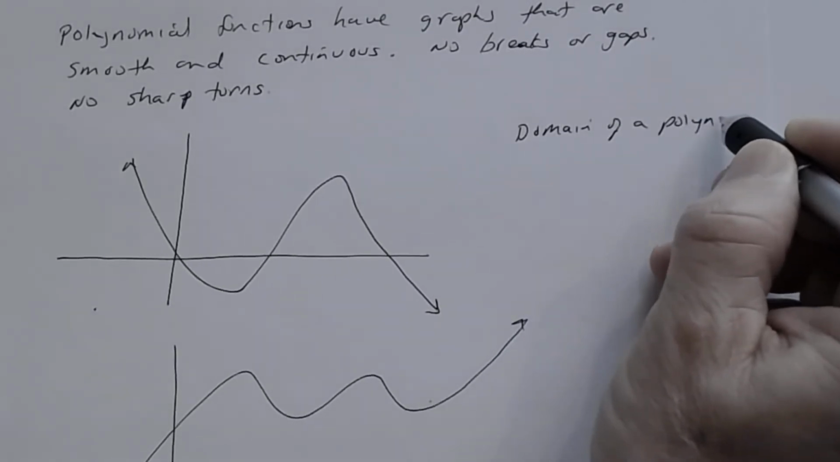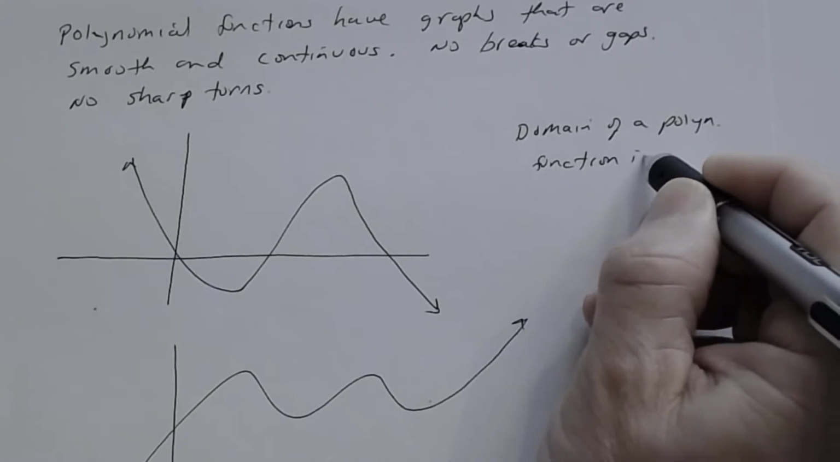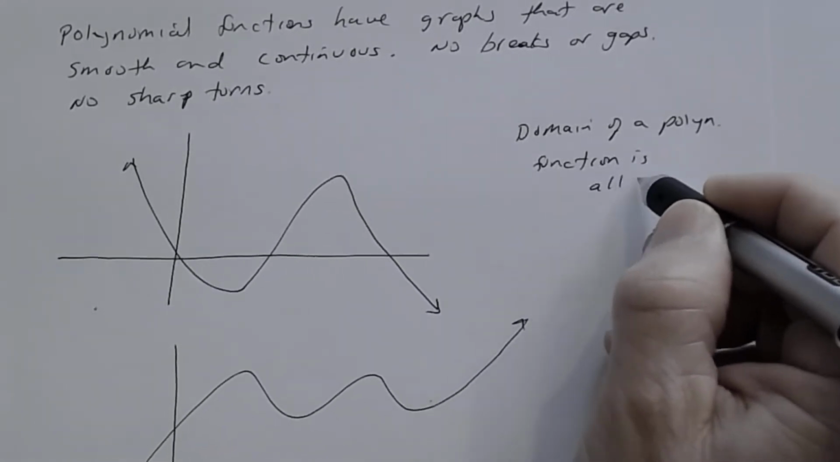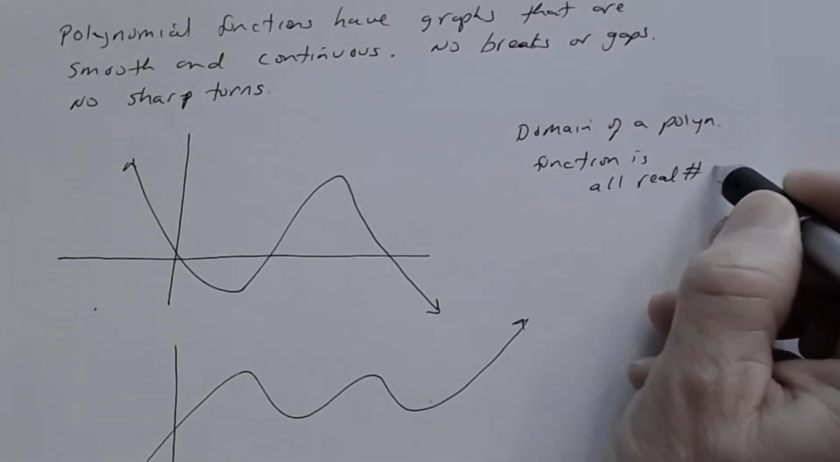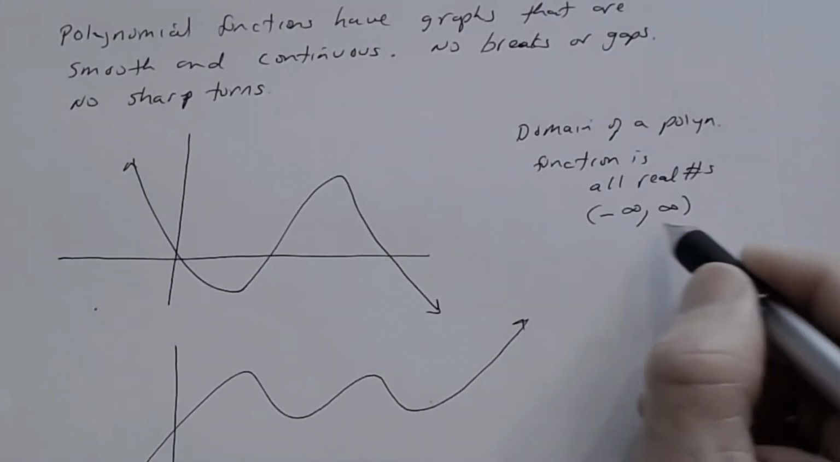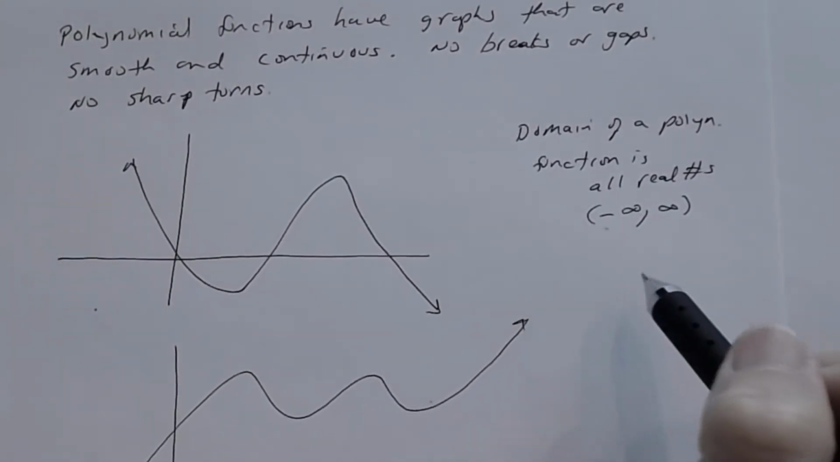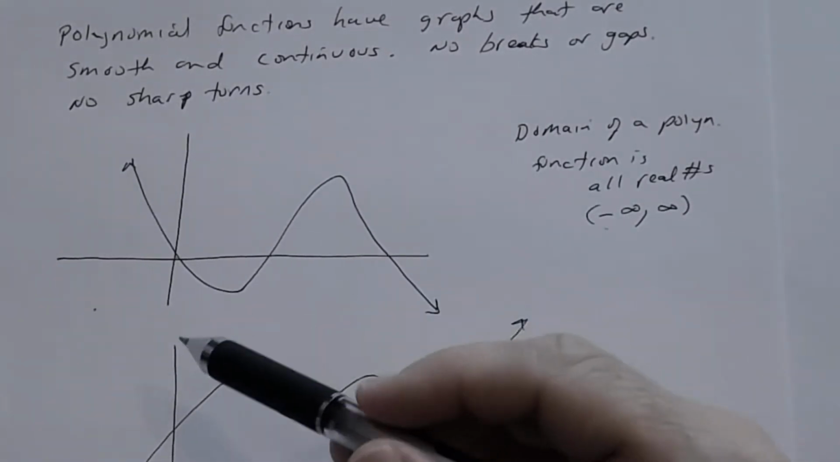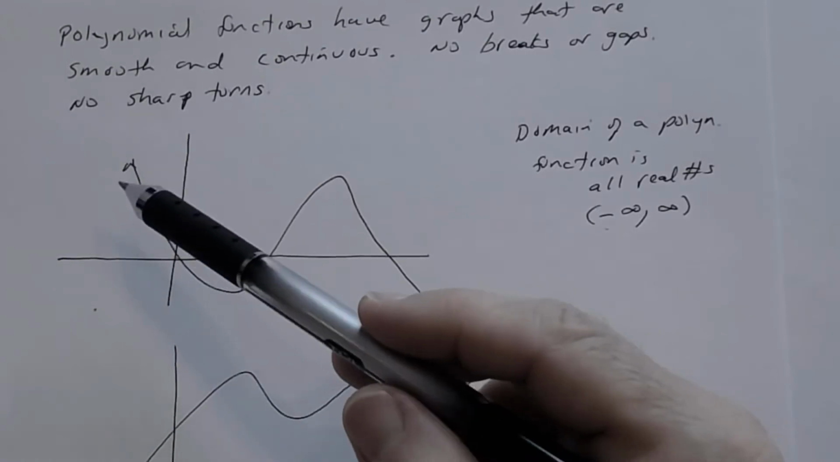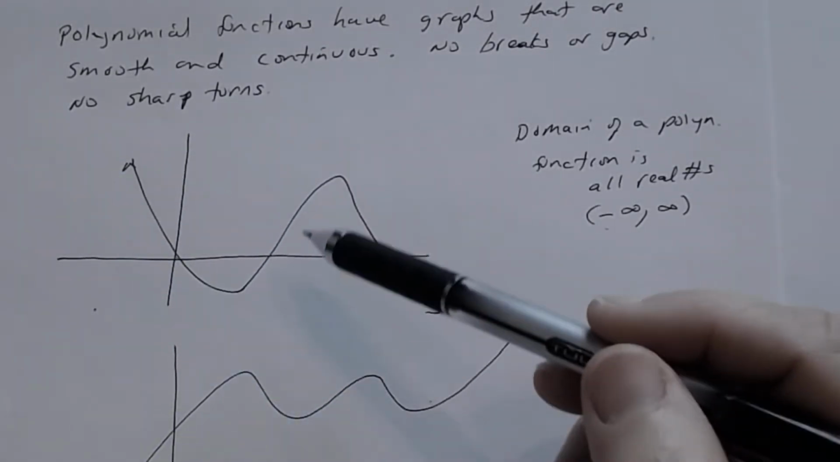All right, so the domain of a polynomial function is all real numbers. Remember, in interval notation it's listed as negative infinity to infinity, and notice the parentheses when we talk about infinity and negative infinity. Just remember that the graph of a polynomial function is smooth and continuous.